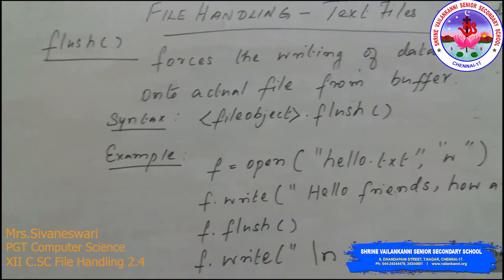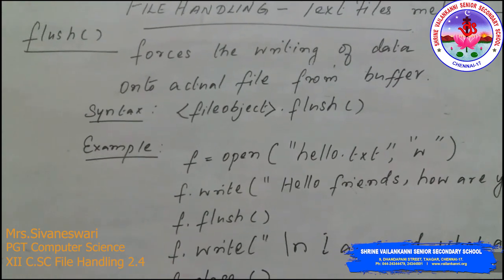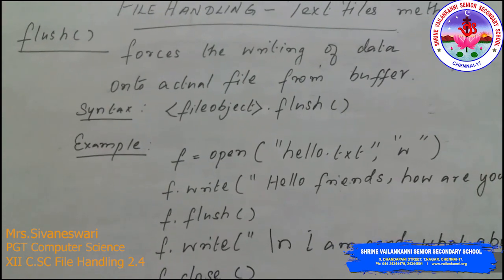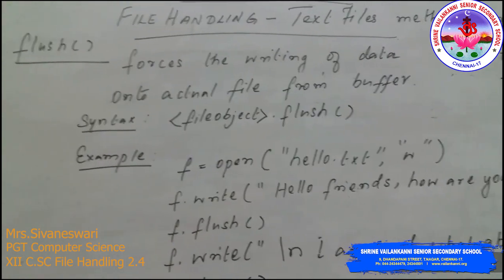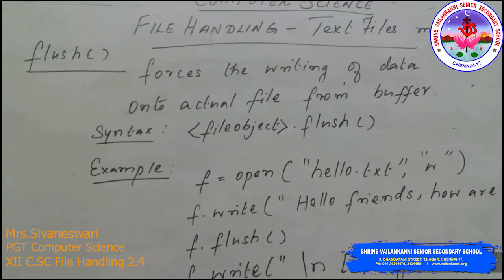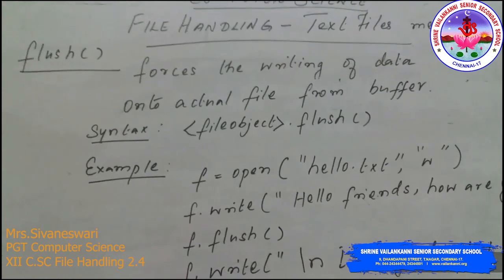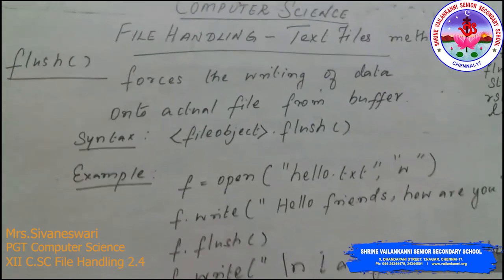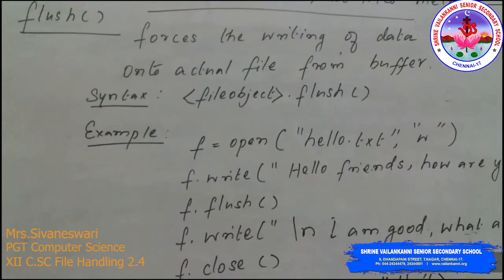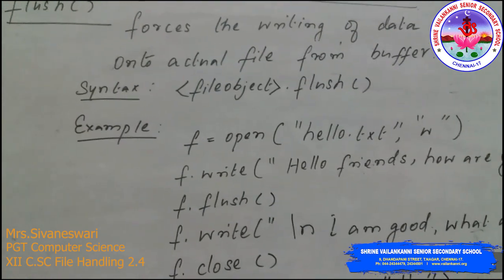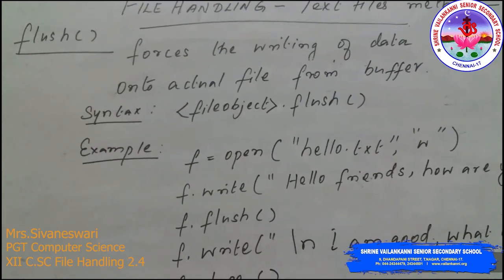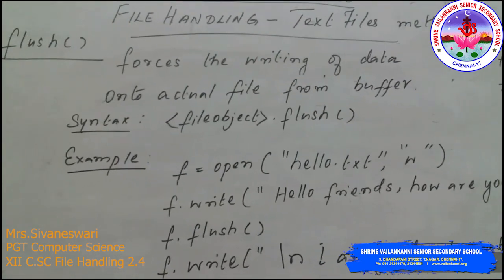flush() function. This method forces the writing of data onto the actual file from the buffer. Buffer is nothing but the temporary storage. When we give an input, it will be in the primary memory, which needs to be transferred to the secondary memory. Secondary memory is the permanent storage where the file exists. Flush is actually not necessary, because when we close the file, it automatically writes the data into the file.